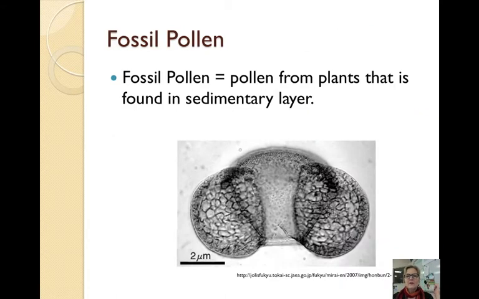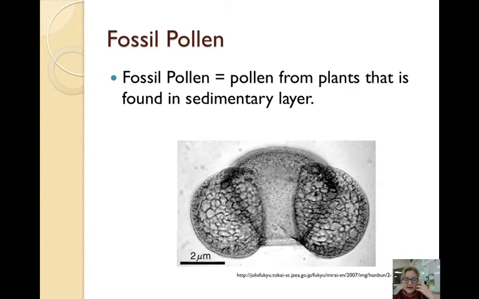Fossil pollen, this is the one we're going to be working on this week. Basically, sediments are laid down in lakes, the bottoms of lakes, the bottoms of the ocean, but this is mostly about lakes.